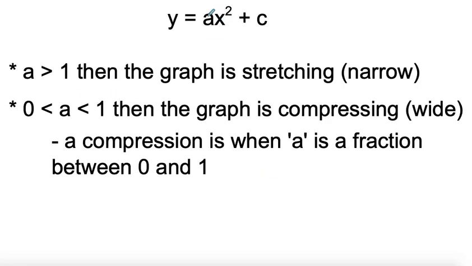And so we can tell from our A value whether it's going to stretch or compress. So when A is greater than 1, then my graph is stretching, we're getting more narrow, we're skinnier. When it's between 0 and 1, then the graph is compressing, or getting wider. And a compression is when A is a fraction between 0 and 1. So we kind of talked about that last time. That means that the smaller number is on top, and the big number is on bottom. So if it's the other way around, then that's really going to be a fraction greater than 1.